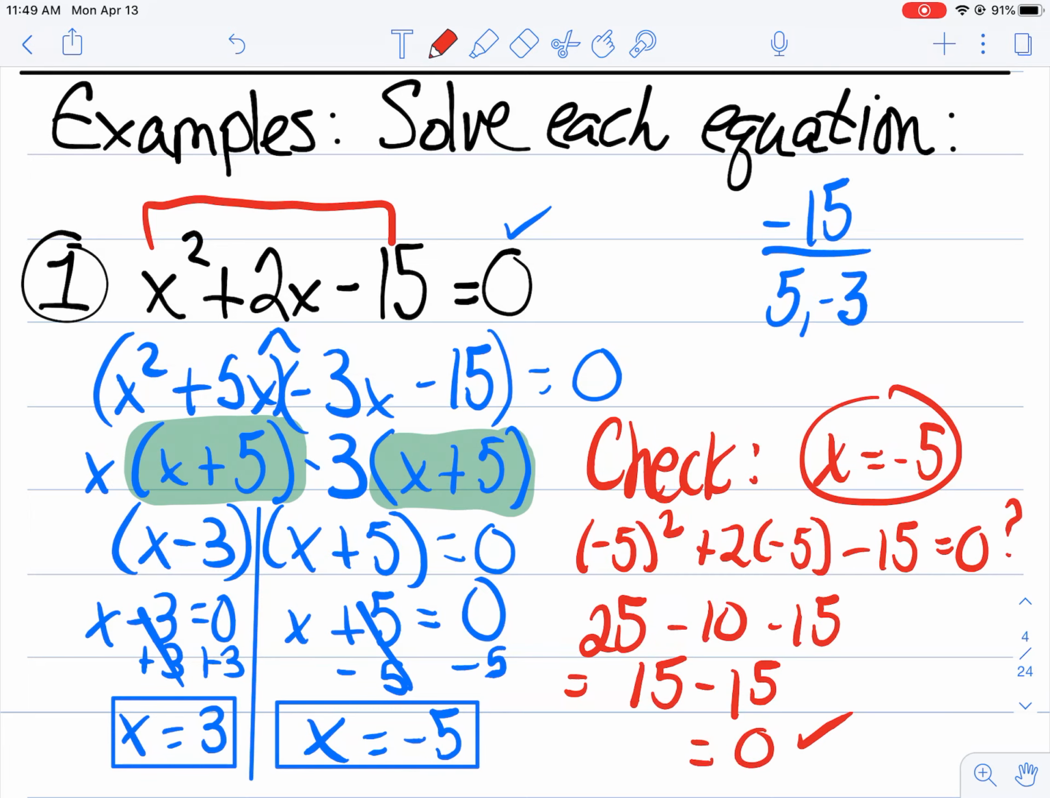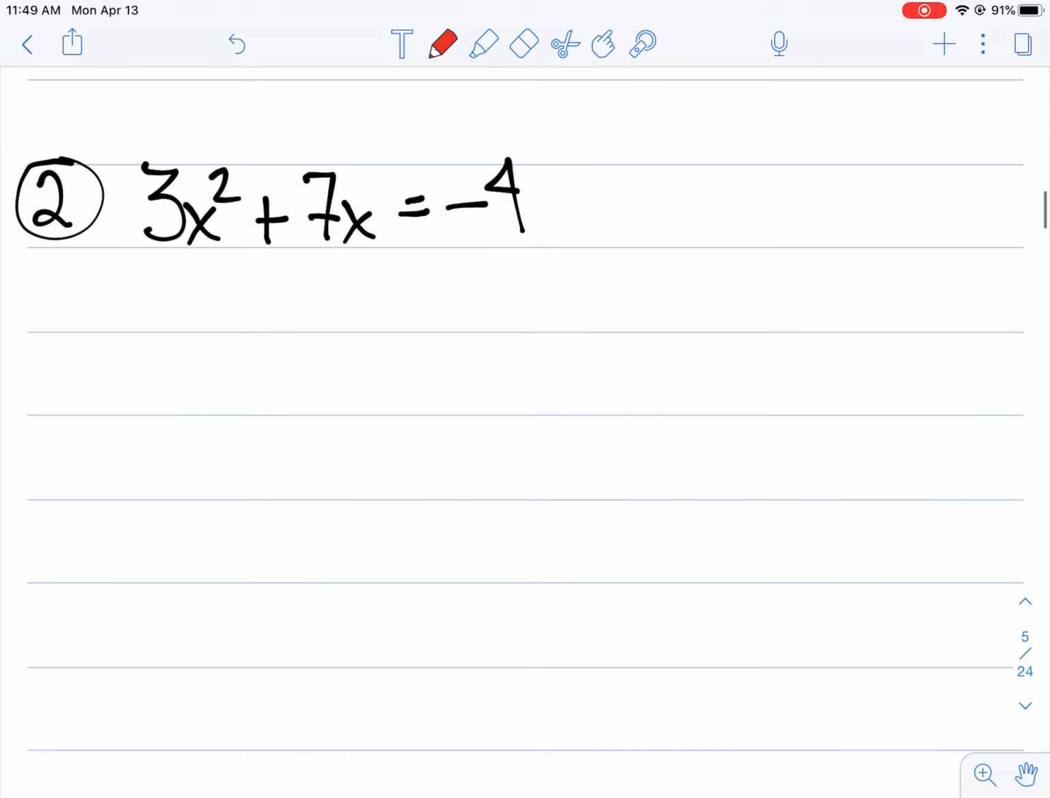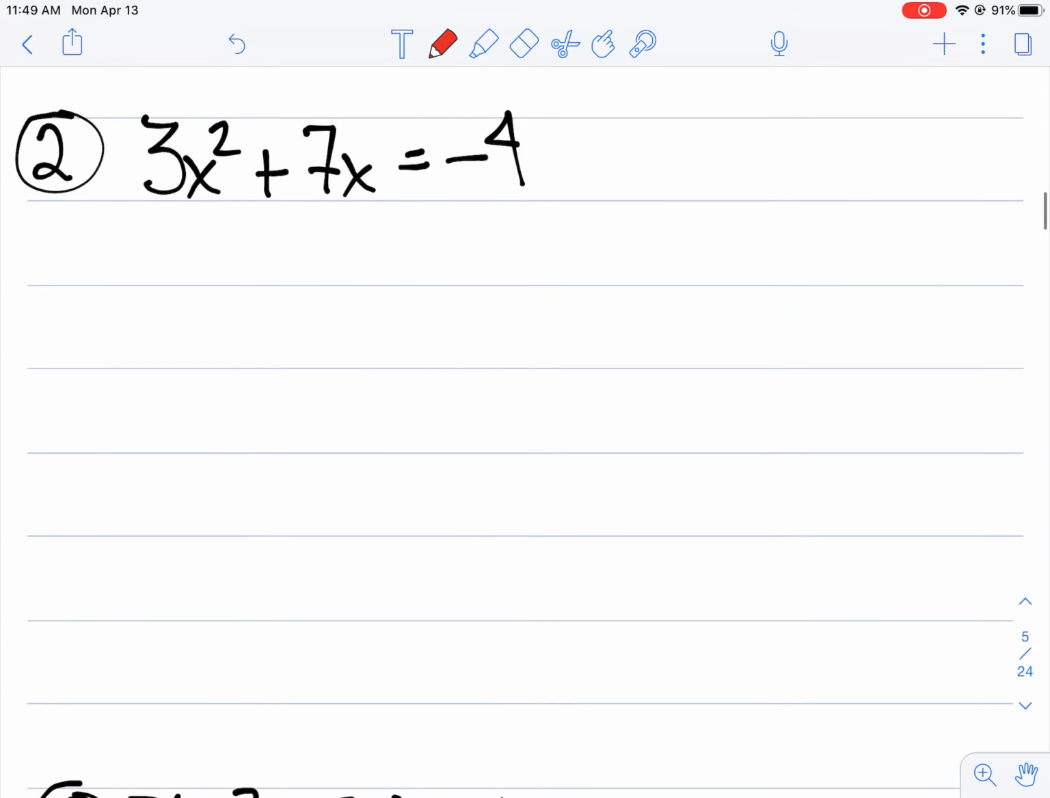That's example 1. Now I'm going to go ahead and look at example 2. Okay, in example 2 here, if you notice, over here on the right side, we don't have a 0. Okay? So in order to get this equal to 0, we have to make one side equal to 0. And what we need to do then is move this negative 4 over to the left side, in order to get one of these sides of the equation equal to 0.